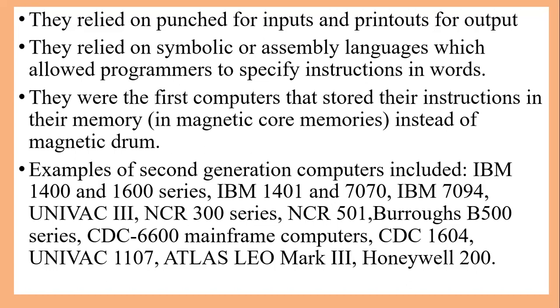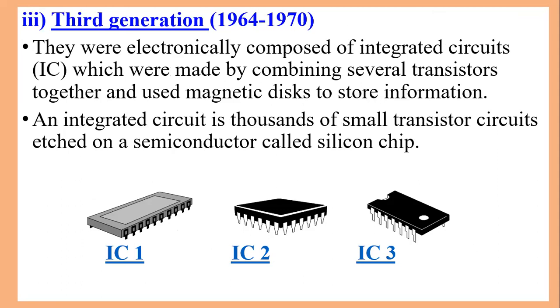They were the first computers that stored the instructions in their memory, that is in magnetic core memories instead of magnetic drum. Examples of second generation computers included IBM 1400 and 1600 series, IBM 7070, IBM 1794, UNIVAC 3, NCR 300 series, NCR 501, Burroughs B 500 series, CDC 6600, mainframe computers, CDC 1604, UNIVAC 1107, Atlas, Leo Mark III, and Honeywell 200.